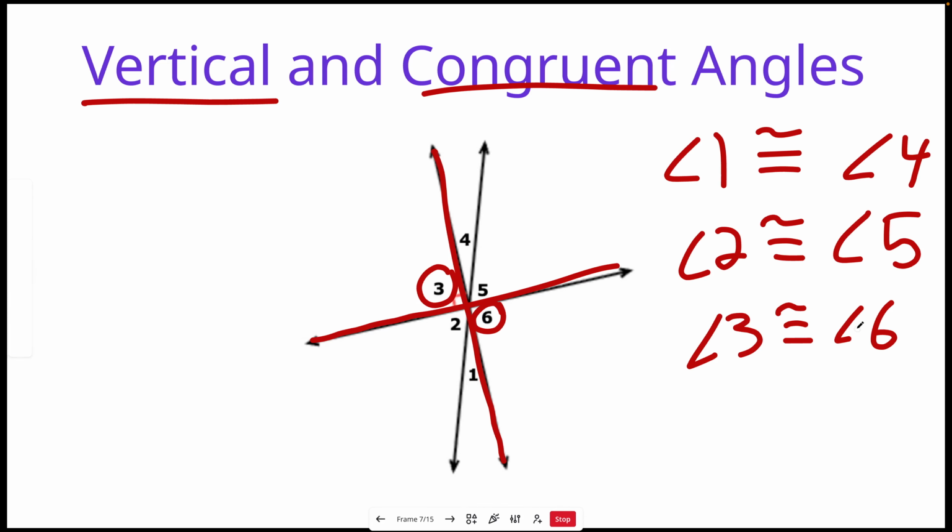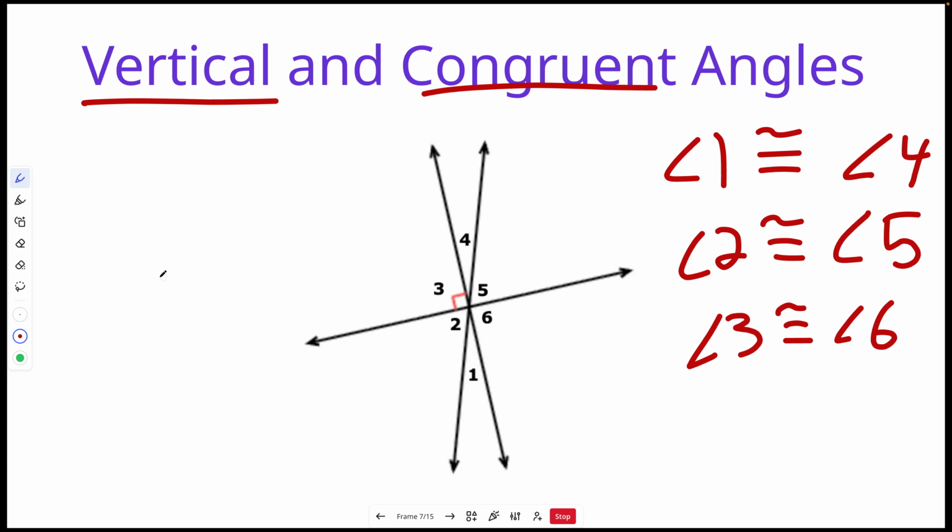And quick reminder here, this red half square here just means that it is a right angle. It's 90 degrees.